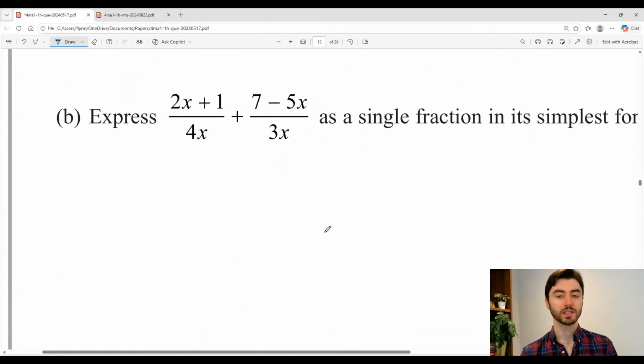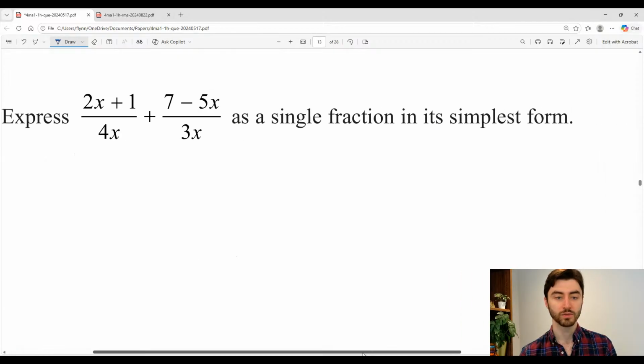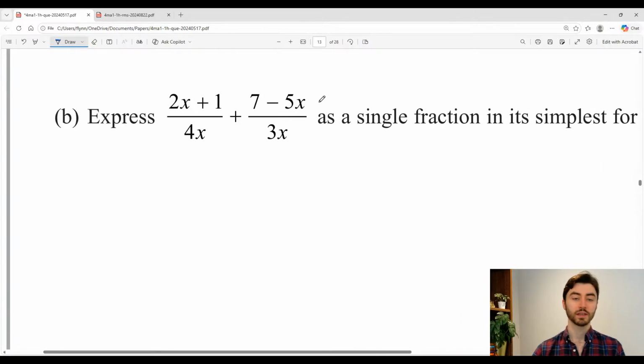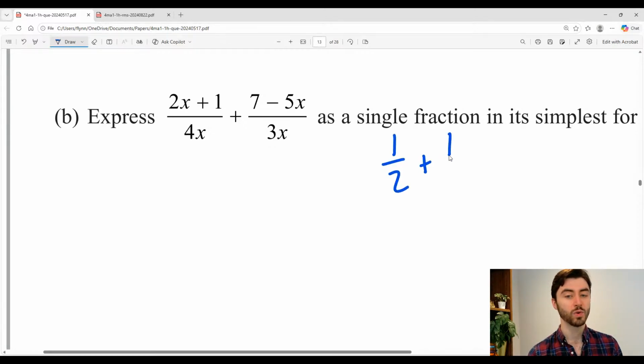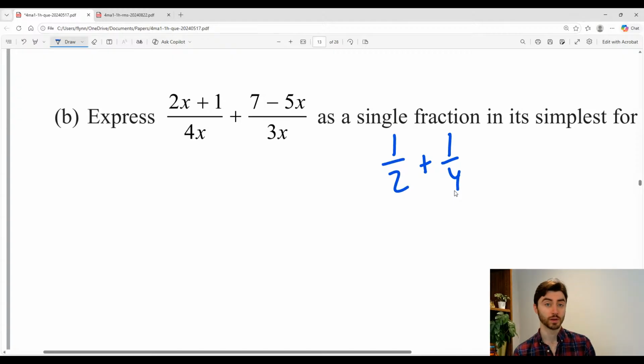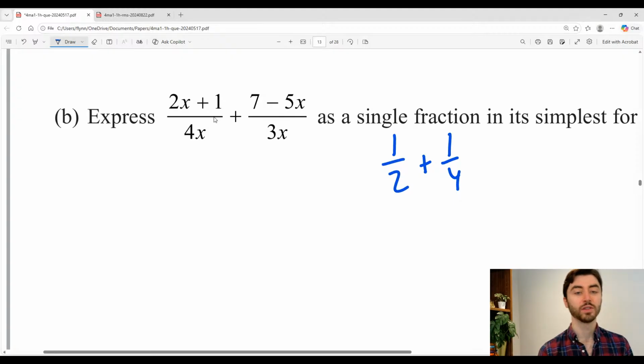Then from B, express this as a single fraction in its simplest form. The trick here is to get things to the lowest common denominator. A common mistake I would see people make here is to multiply these two things together to say it would be 12x squared. That is not the lowest common denominator. Because, for instance, if you were doing a half plus a quarter, you wouldn't say the common denominator was 8. You would say it is 4. And so actually, the lowest common denominator between these two is going to be 12x, not 12x squared.